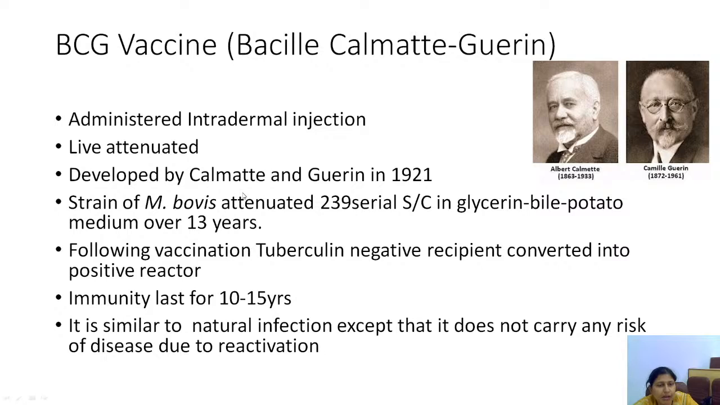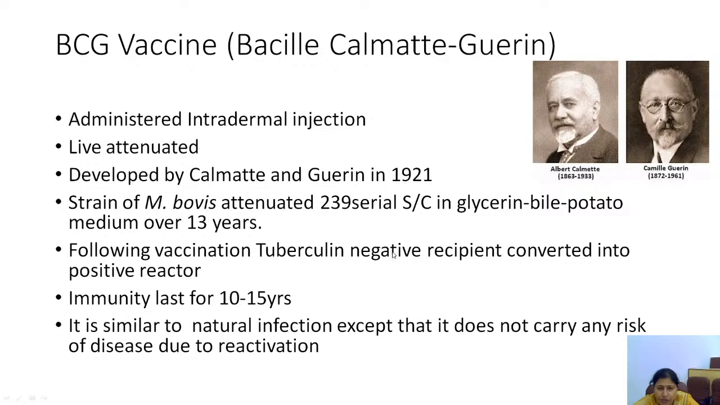It was developed by Calmette and Guerin in 1921, from a strain of Mycobacterium bovis attenuated by 239 serial subcultures. This strain attained its attenuation by 239 times serial subculture in a glycerin bile potato medium over 13 years. Then the strain which we landed on is the strain ideal for vaccination.